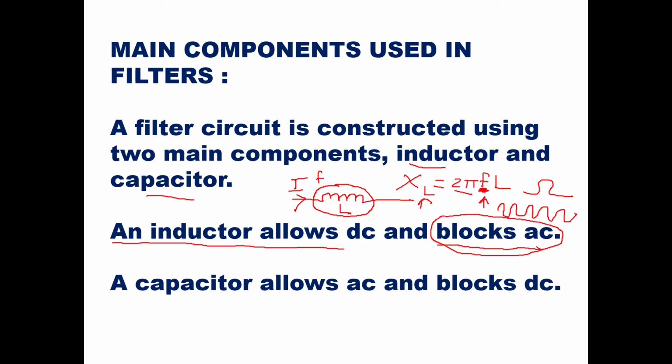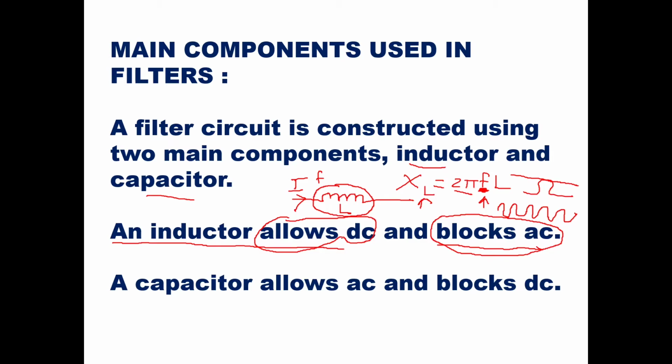Similarly, if you come to a DC quantity, a DC quantity is like a straight line. It doesn't have any frequency in it, so the frequency will be almost zero. If the frequency is very low, then the reactance provided, that is 2 pi FL, will be very low, and that means it will not oppose the flow of current. That means the inductor will allow DC. So the statement is correct: the inductor allows direct current and blocks alternating current.